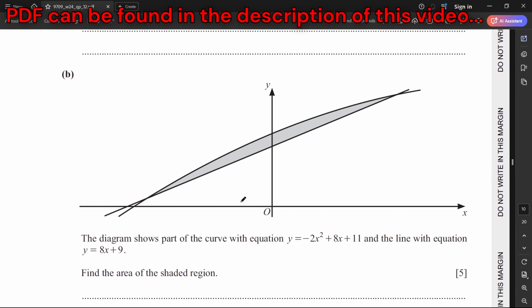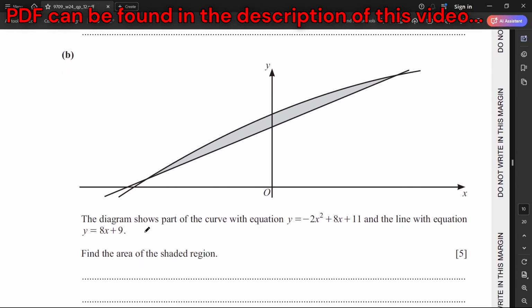Now for the next question, the diagram shows part of the curve. So we are given, first of all, this quadratic equation, and that is what is curved, and the other equation is given for the equation of the line. So this is your equation of the line that I have marked on the graph. Now we have to find the area of the shaded region.